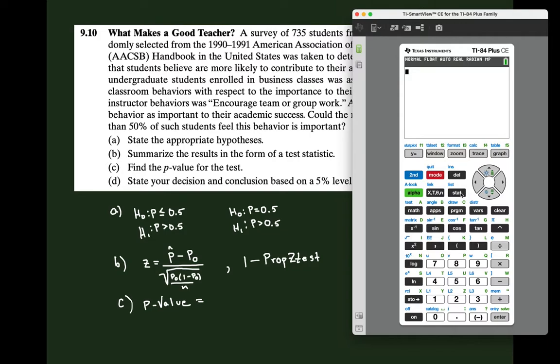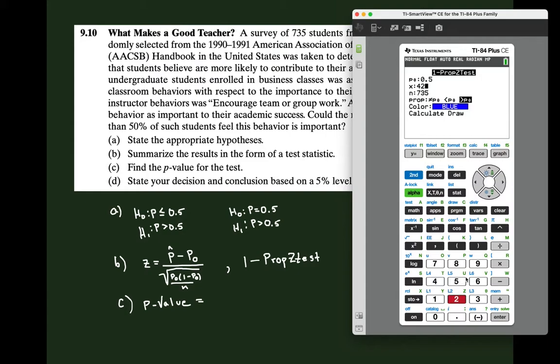To find the built-in statistical tests on the calculator, you press the stat key and then arrow over to tests. And the one we want is the one proportion z-test. So I'll select that. And we'll type in 0.5 for p sub 0. That's the hypothesized population proportion.